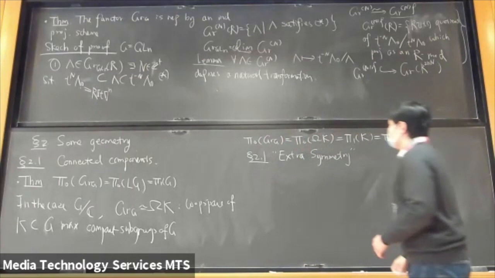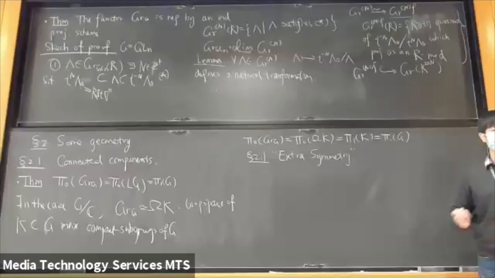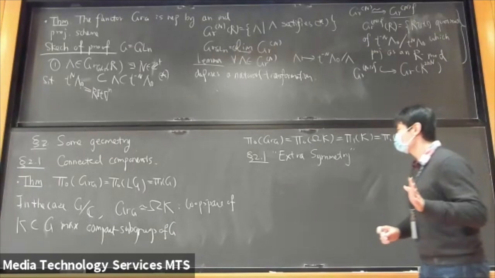So I'm going to talk about some extra symmetry in this section. I want to mention for experts, we're going to discuss the rotation torus action on the affine Grassmannian. And there is no direct analog of this action in mixed characteristic. Okay, I shouldn't mention mixed characteristic anymore. Let's stay with equal characteristic.